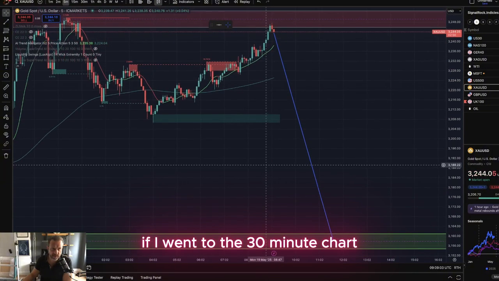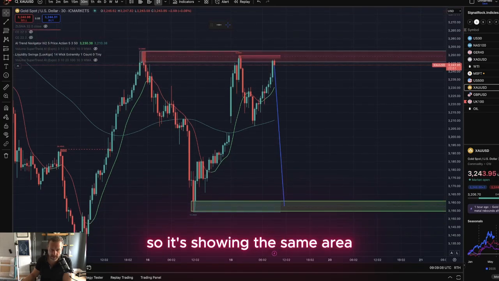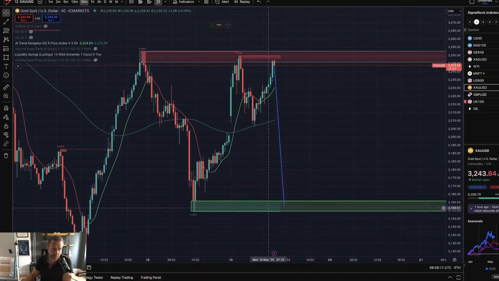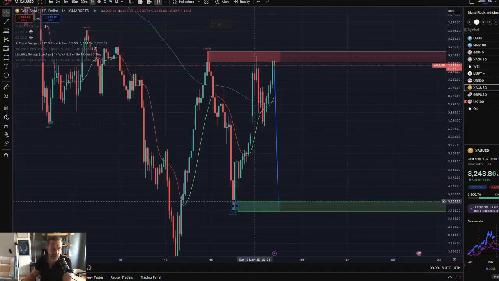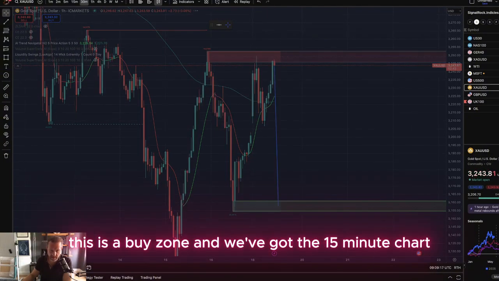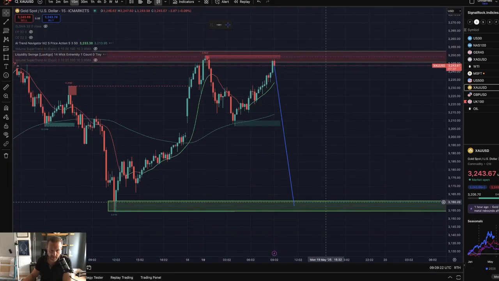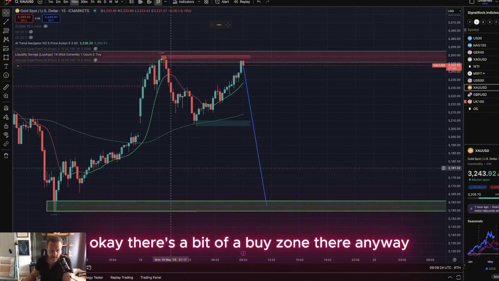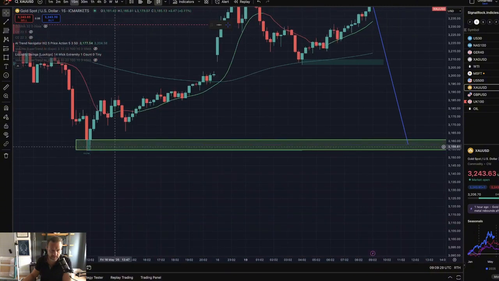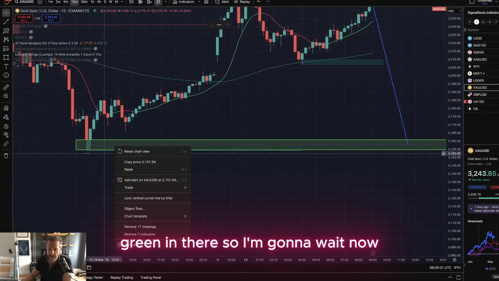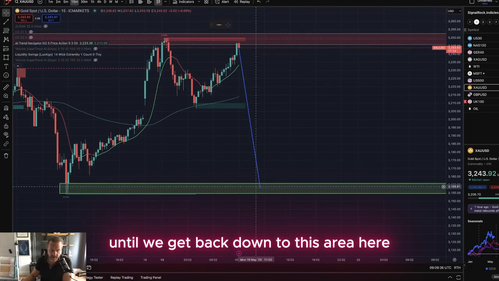Now if I went to the 30-minute chart, it's not actually showing, so it's showing the same area. So we've got the hourly chart that says this is a buy zone. We've got the 30-minute chart that's saying that this is a buy zone. And we've got a 15-minute chart, okay, there's a bit of a buy zone there anyway. You can see that darker green in there. So I'm going to wait now until we get back down to this area here.